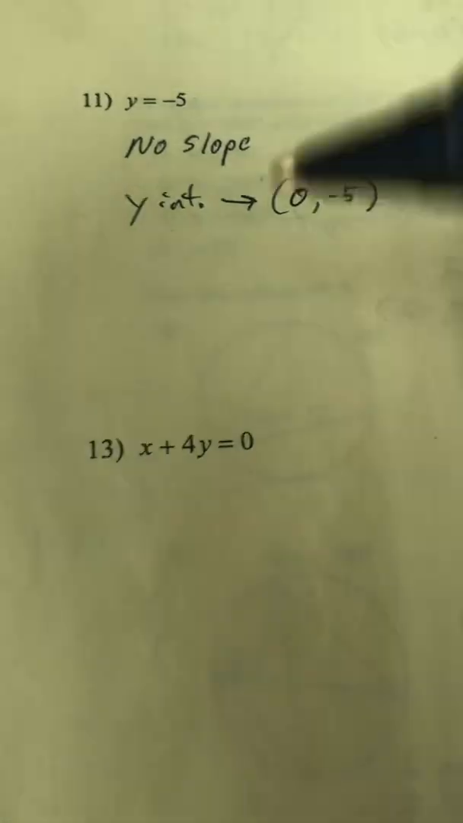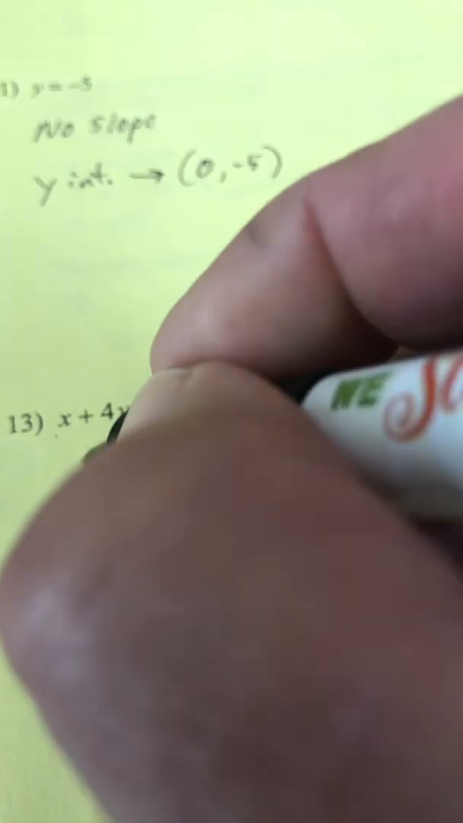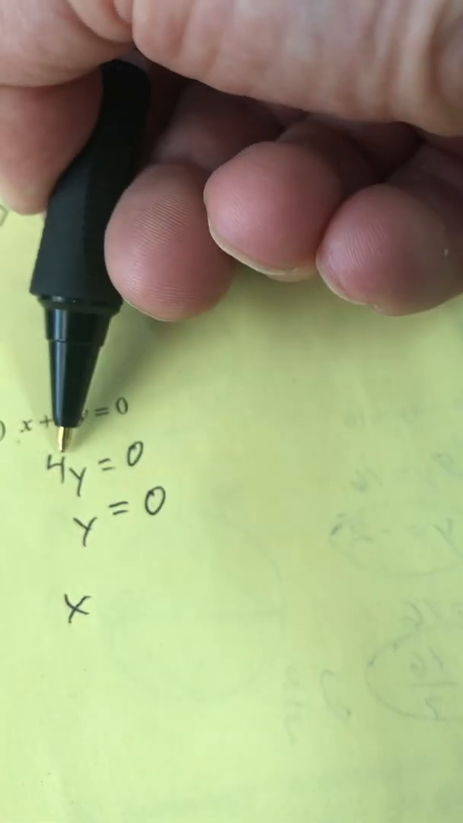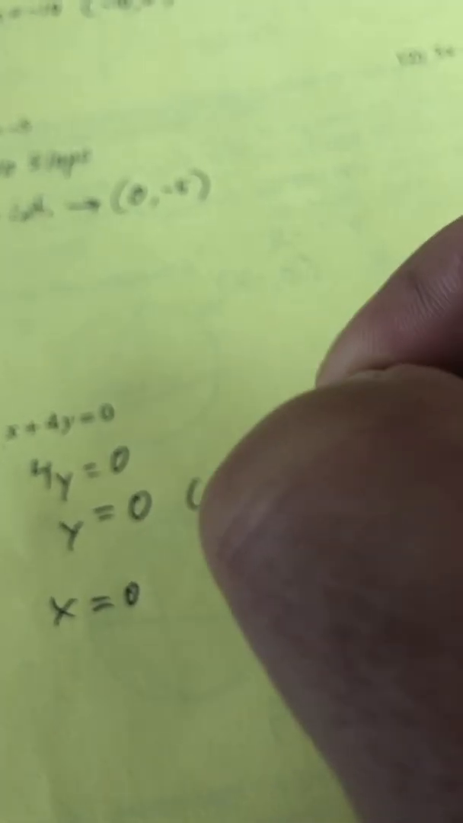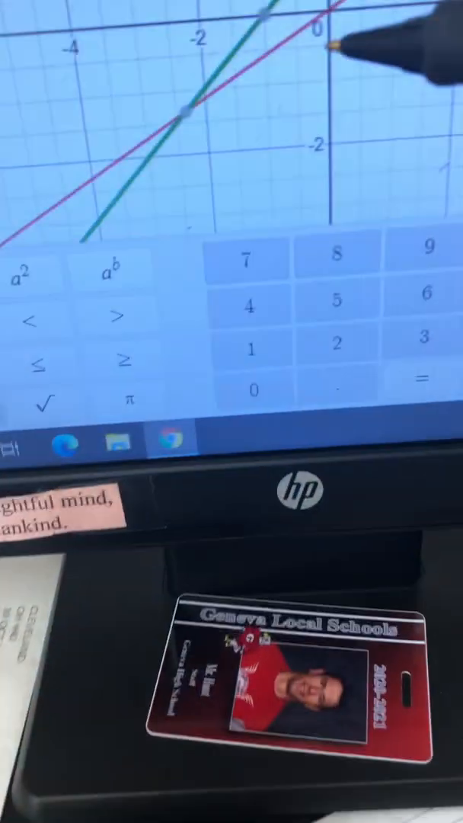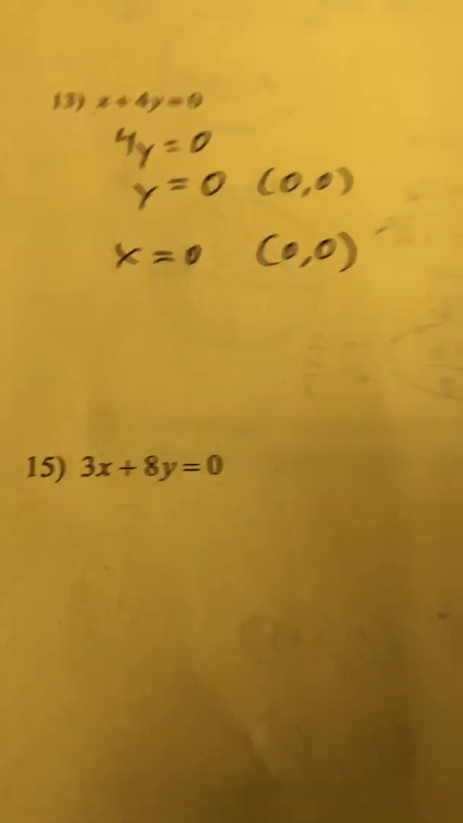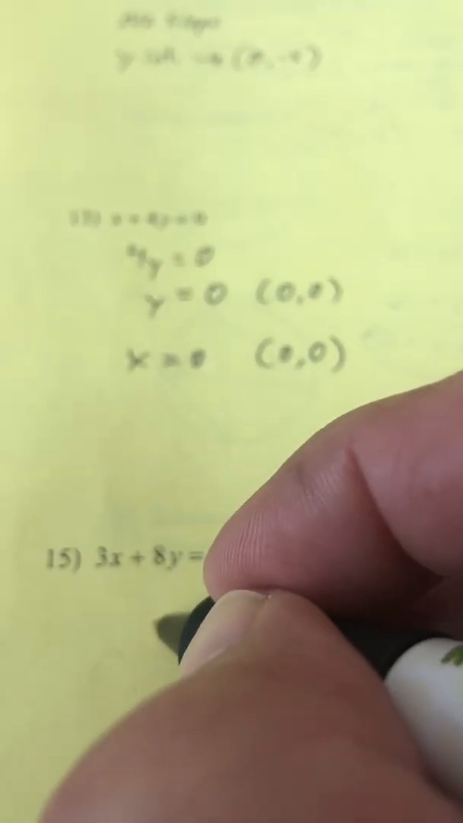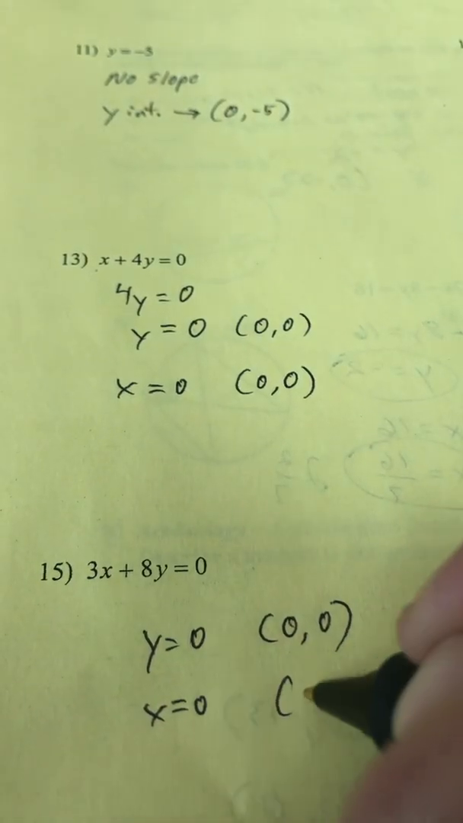Number 13, when x is 0, y equals 0, 0 divided by 4 is just 0, so when y is 0, x is going to equal 0 also. So you're going to have 0, 0 and 0, 0. It's going to be like your number 1 that goes right through the origin, right through the center of the graph. And number 15 is the same. You can see it's set to 0, so y is going to equal 0, x is going to equal 0. So you're going to have 0, 0, and 0, 0.